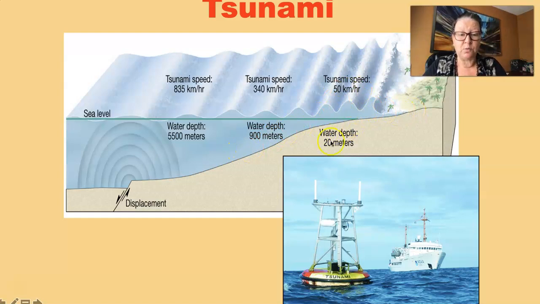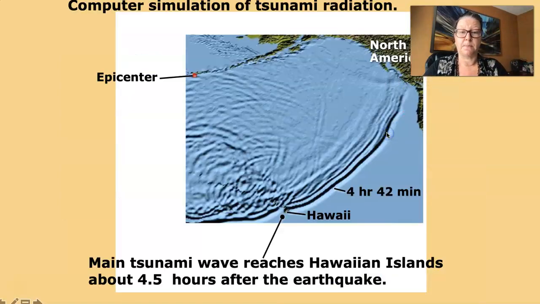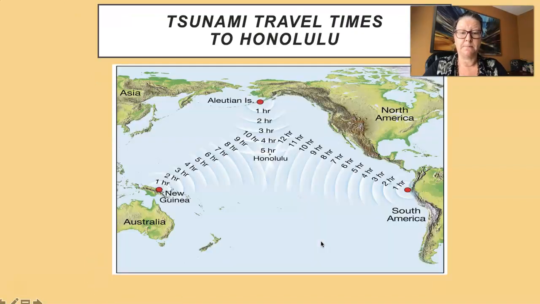The interaction of the waves and the seafloor start to make those waves go up because they have nowhere else to go, and that's when the waves really get tall, when they hit the coast. Here's a computer simulation of an earthquake occurring in the Aleutian Islands and the waves that would be generated. It would take about 4.5 hours for this tsunami to get to Hawaii.